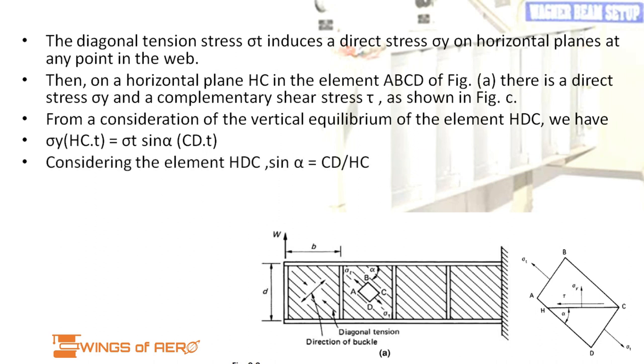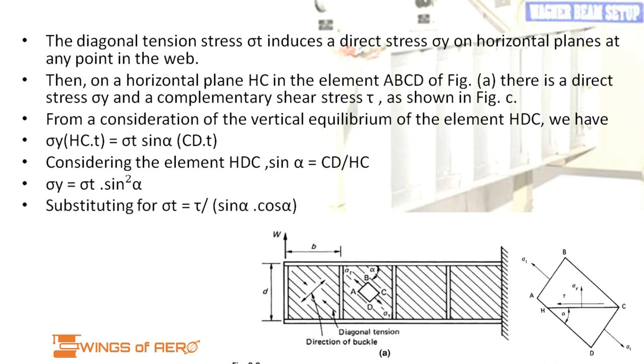Now again taking the element HDC, where the angle at D is 90 degrees, we get sine alpha equals CD by HC. Substituting the value in the previous equation, we get sigma y equals sigma t sine square alpha. Substituting the value of sigma t from the previous equation, we get sigma y equals tau sine square alpha by sine alpha dot cos alpha. Cancelling the common terms, we get sigma y equals tau tan alpha.